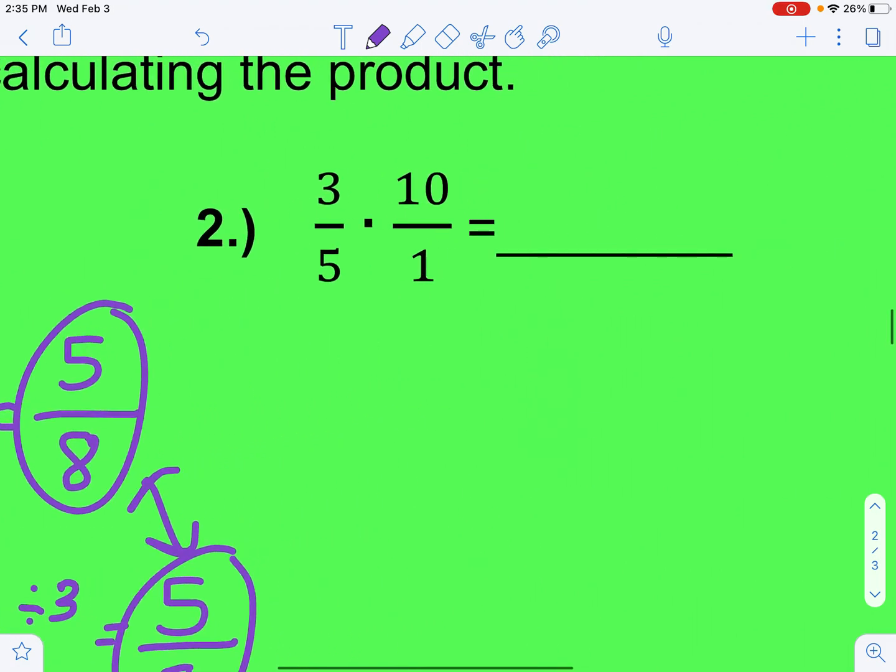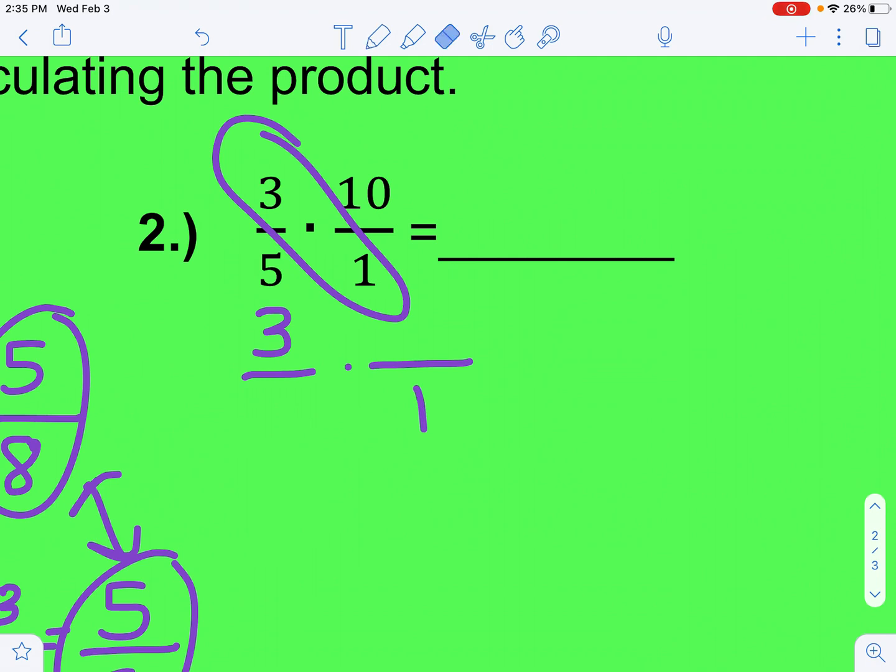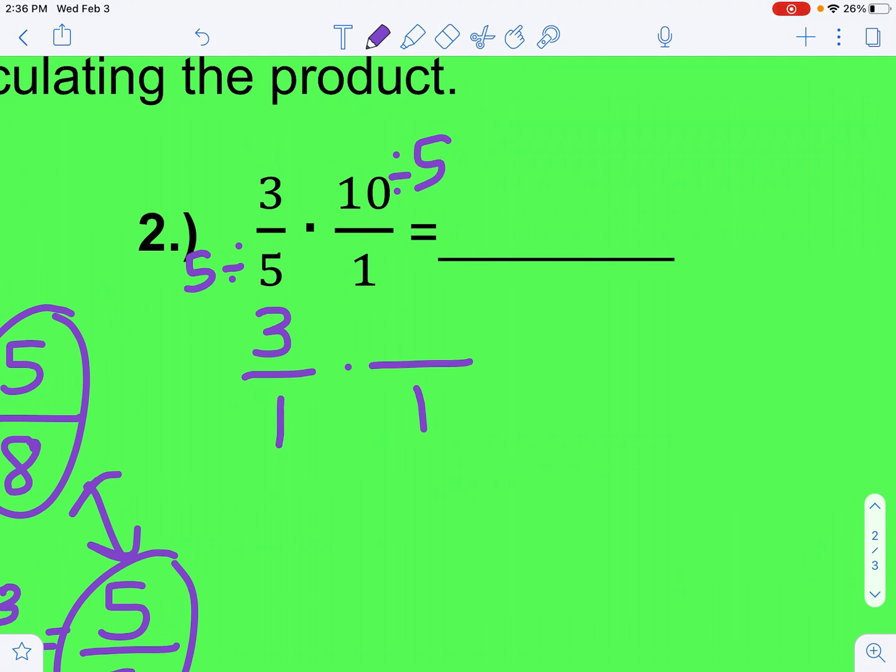Moving on to number 2. This time we have 3/5 times 10 over 1. So again, we do the butterfly method. Can I simplify both 3 and 1? Could we divide both of those numbers by something? Right, we can't. So our 3 and 1 are going to stay exactly the same. Okay, now let's check our 5 and our 10. Could we divide 5 and 10 by something? By the same number? Yeah, we could. We could divide both of those numbers by 5. Alright, 5 divided by 5 is 1. 10 divided by 5 is 2.